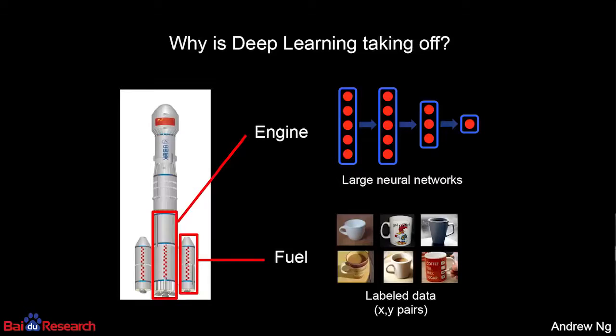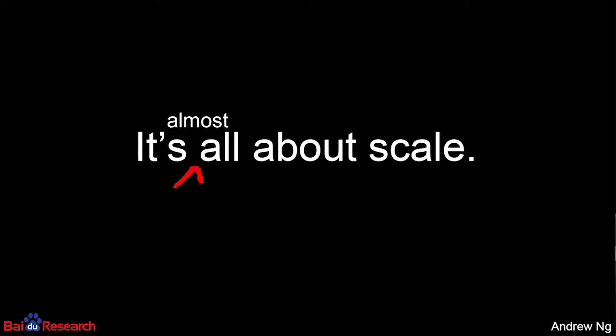And at the risk of oversimplifying, I think that the rise of deep learning is all about scale. It's almost all about scale. And yes, in the last few years, in addition to scaling up the data, the algorithms, and the computers, there has been a lot of algorithmic innovation as well. But I think scale of data and of computation has been the platform that has enabled much more progress in the last several years.